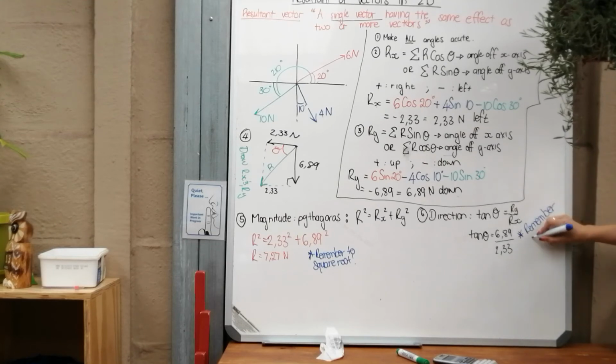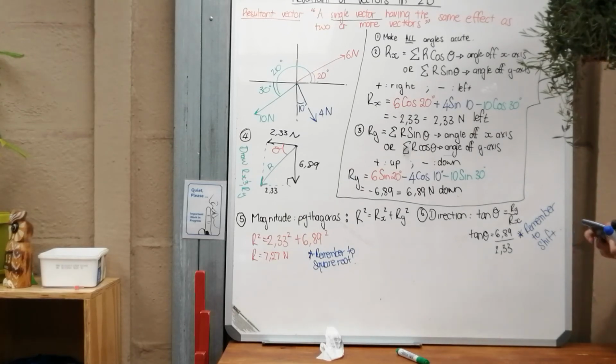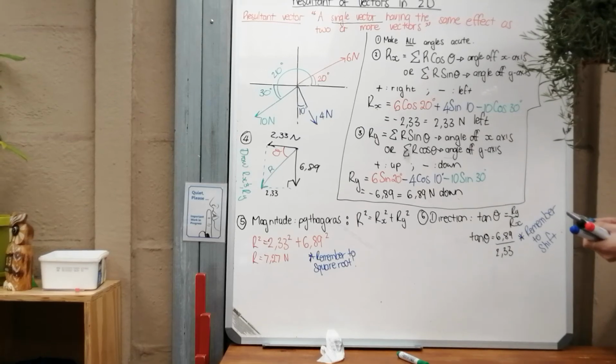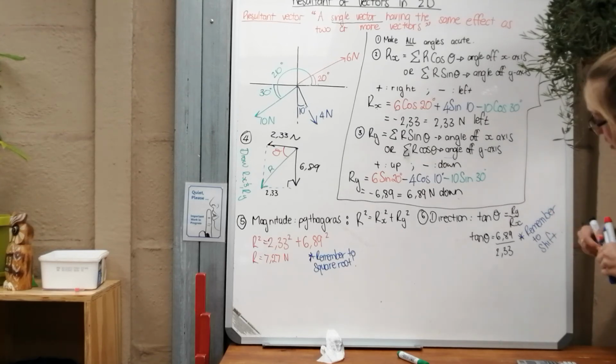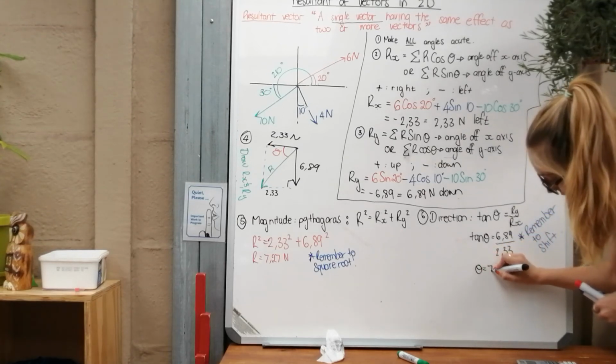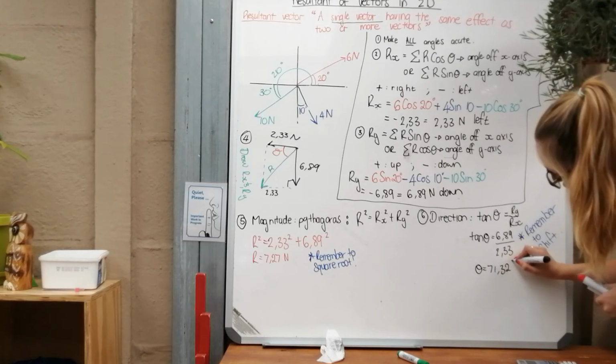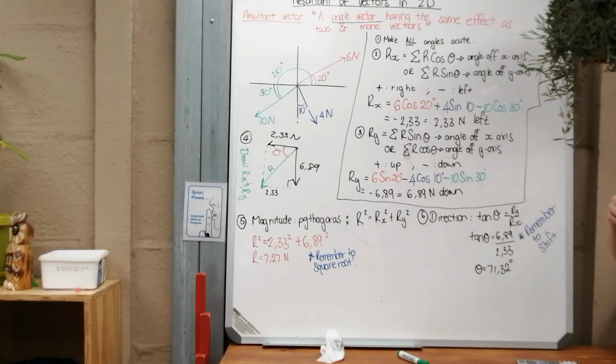Okay, we're looking for the second function. If you're looking for the angle, you need to remember to shift. So we're going to shift tan, 6.89 over 2.33, and we get 71.32 degrees. Okay, so I found that theta is 71.32 degrees.